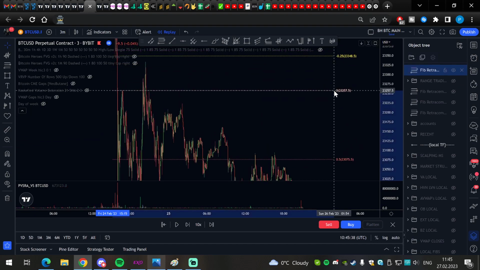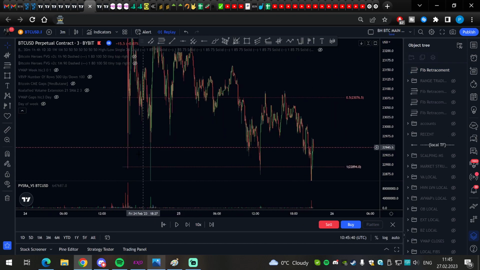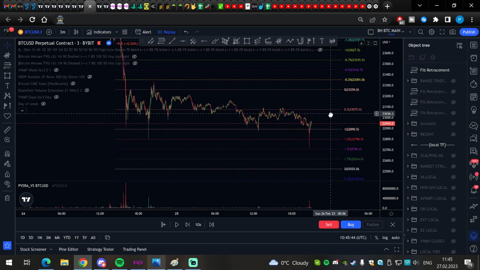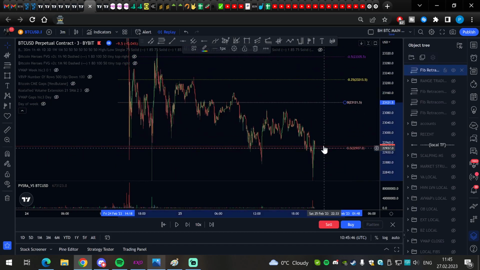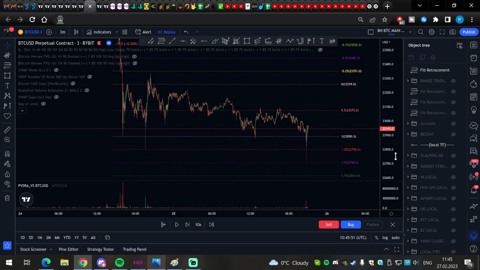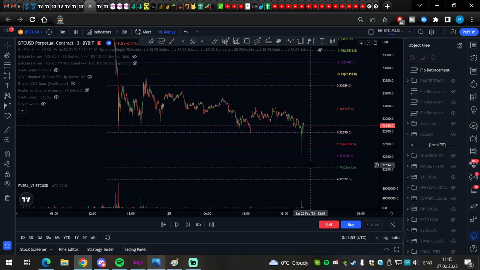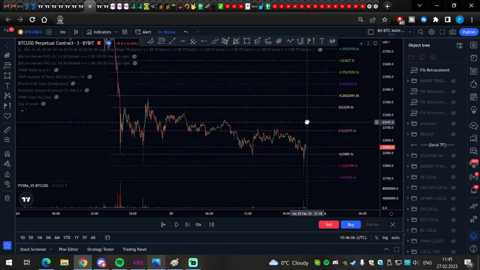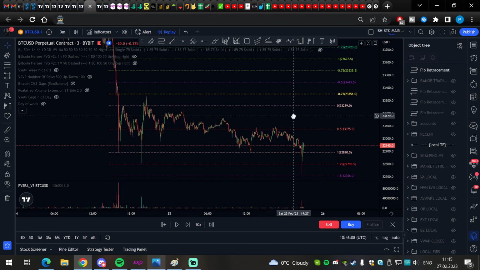Let me check if I have everything correct. Oops. Yes. So we reach 1.5. So now we know in the future the potential symmetry of the move to the upside, and our mechanical target will be 0.5 from this range as well. Yes. That's what we needed this information for.